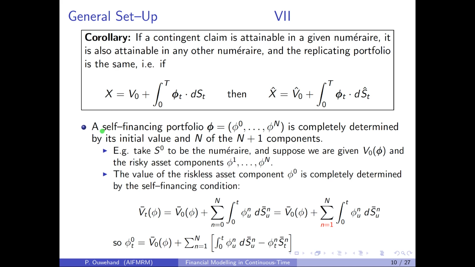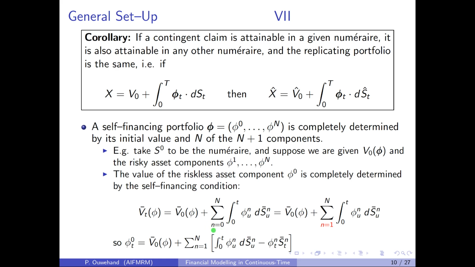Now, as in discrete time, a self-financing portfolio φ with n plus 1 components is completely determined by its initial value and n of the n plus 1 components. For example, if we take S0 to be the numeraire and we suppose that we're given the initial value V0 as well as the risky asset components of the portfolio φ1 up to φn, then the value of the riskless asset component φ0 is completely determined by the self-financing condition. In fact, by the self-financing condition, V bar at time t is equal to V bar at time 0 plus the sum of the stochastic integrals, where we are summing over all the assets.